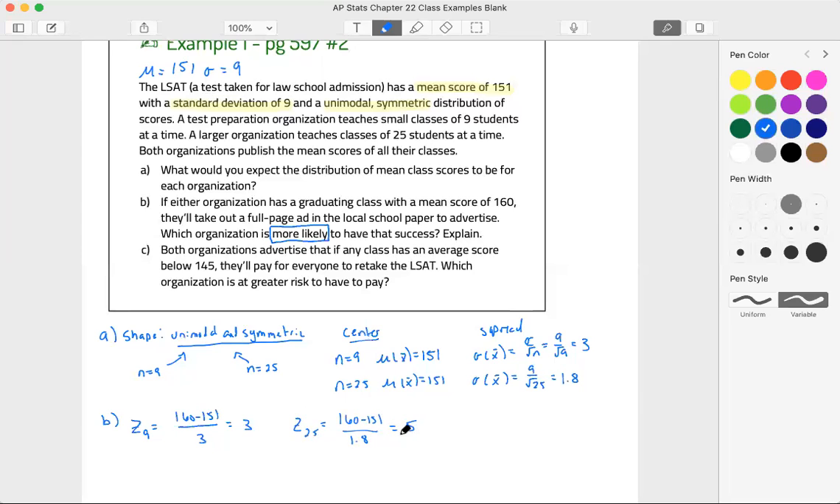Now, 5 says this is more unusual. 3 says this is less unusual, even though it is unusual. So which is more likely to occur? The one that's less unusual. So the class with 9.